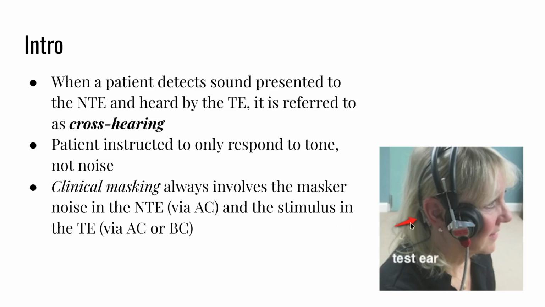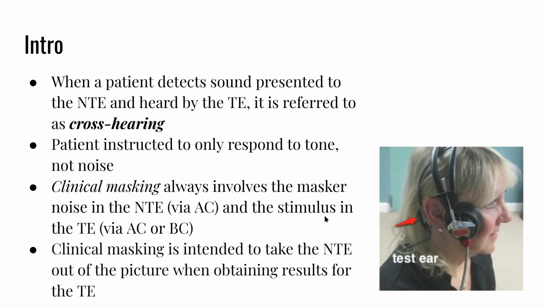Here's an example of a picture of someone with a supraoral earphone where they've got the masker in the left ear and they've got the bone conduction oscillator on the right ear. So that's a right ear masked bone conduction threshold, because the occluded ear is the left ear, the non-test ear, which is getting the air conduction masker, and the stimulus ear is receiving bone conduction stimulation through the right bone conduction oscillator. Clinical masking is intended to take the non-test ear out of the picture when obtaining results for the test ear.